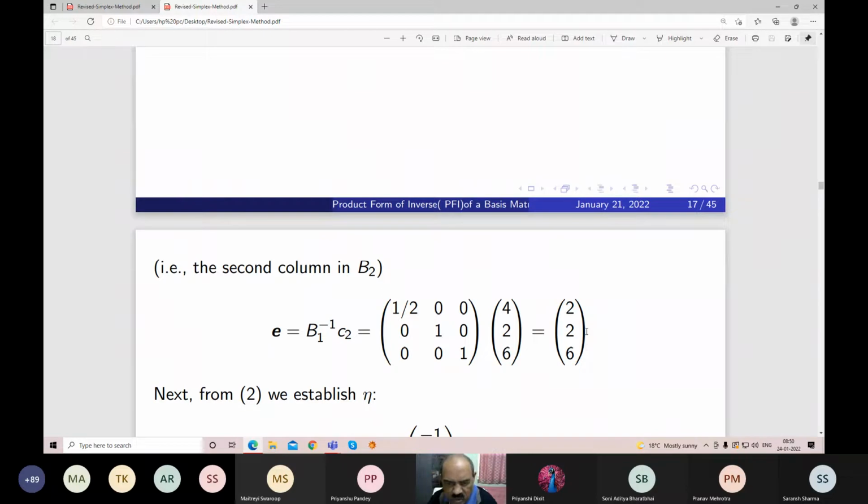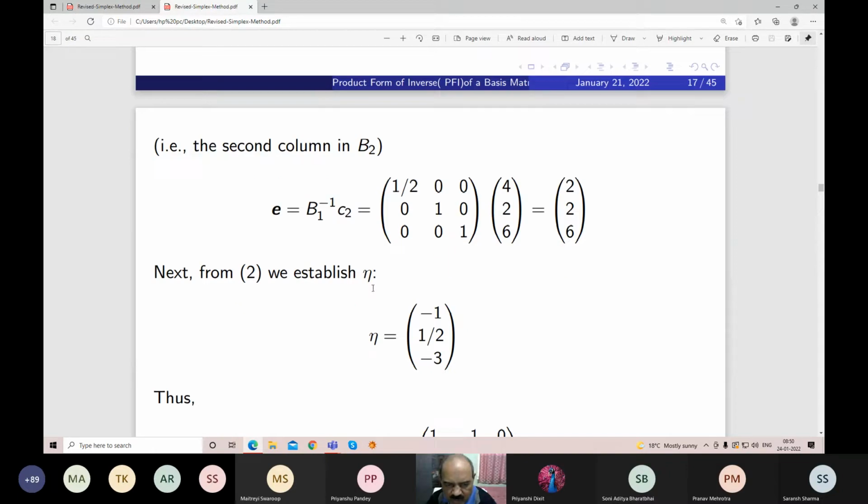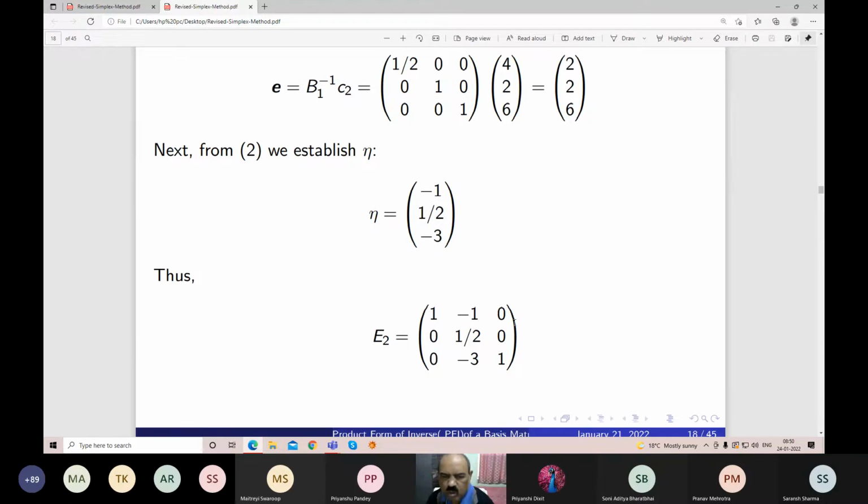Once the E vector is known, we'll find the eta vector. What is the eta vector? As you know, we are pivoting at the second element. So the 2 becomes half, then 2 by 2 with a minus sign is -1, 6 by 2 with a minus sign is -3. The elements are -1, half, -3. The eta vector is known.